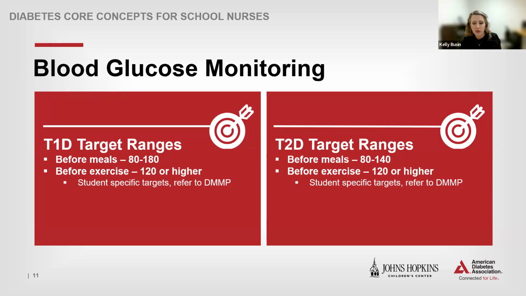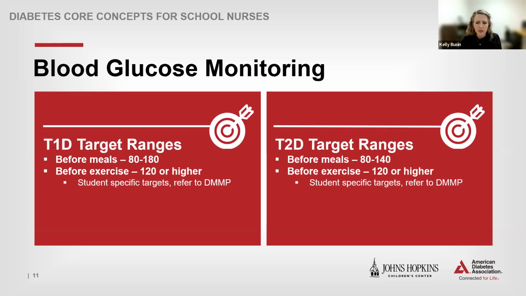For children with either type 1 or type 2 diabetes, it's recommended that during periods of higher activity, their starting blood sugars should be 120 or higher, which can be student specific. So always check their DMMP, because that target might vary based on whether they're receiving insulin injections, or maybe they're using a hybrid closed loop insulin pump, or even just based off of what the parents and their providers have discovered with their patterns when they're exercising.